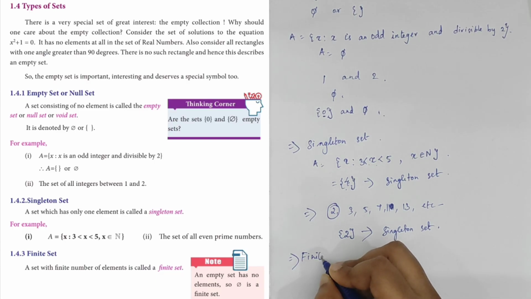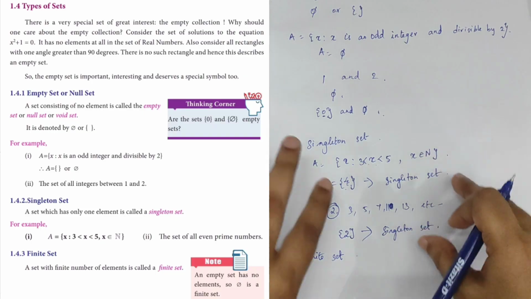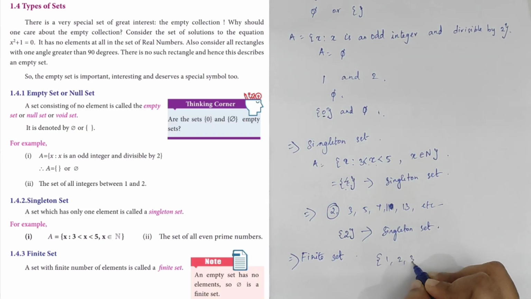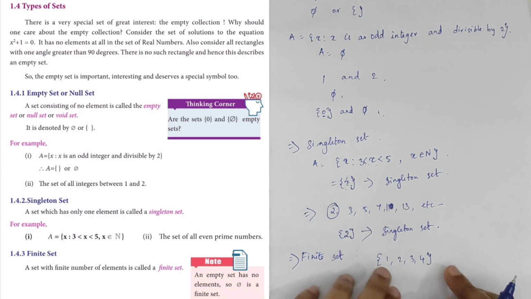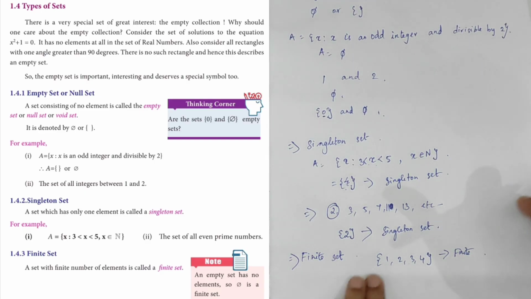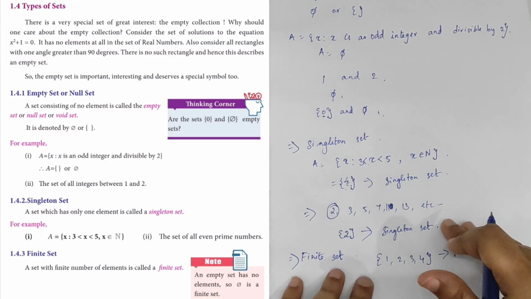Next is finite set. It means if a set has a countable number of elements, then it is called a finite set. For example, {1, 2, 3, 4}. Okay, so we can count this, isn't it? So totally 4 elements are there. We can count it, so we call this a finite set. Another example, vowels A, E, I, O, U. We can count, it has 5 letters in that. So that also will come under finite set.